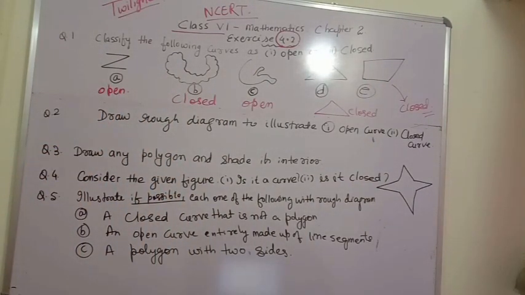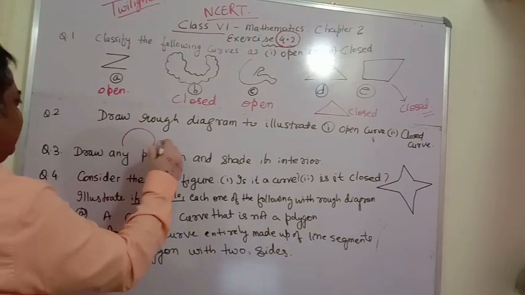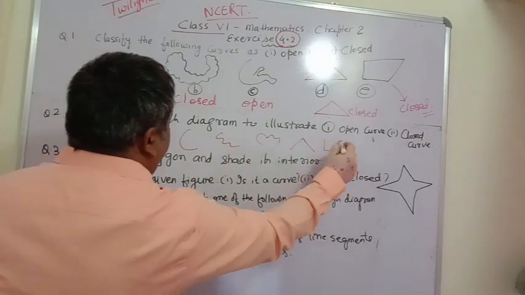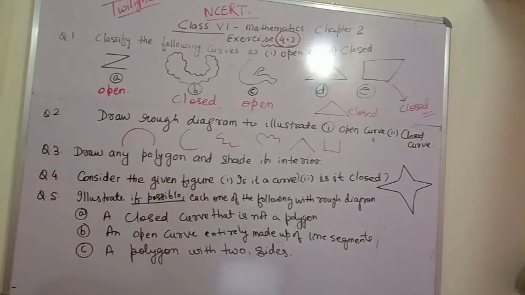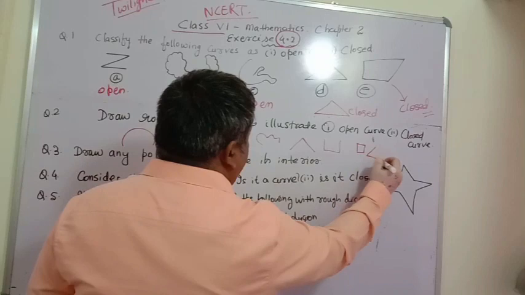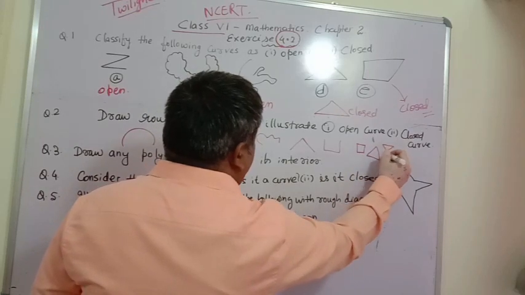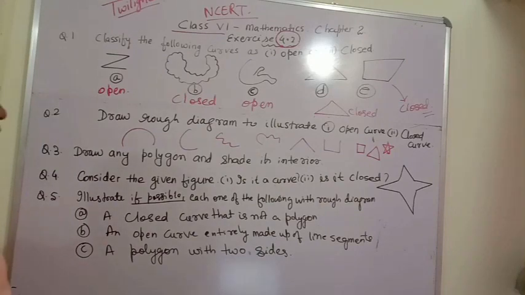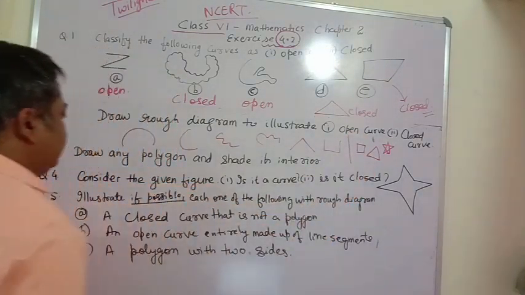Draw a rough diagram to illustrate an open curve. We can draw any open curve like this, like this, like this. So these are the examples of open curve. Now how can we draw a closed curve? A closed curve can be like this, like this, like this. These are closed curves in which there is no opening.